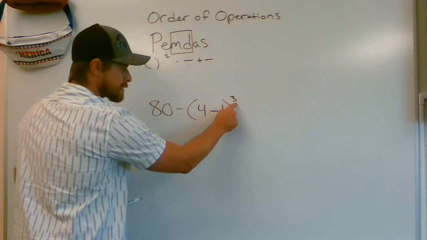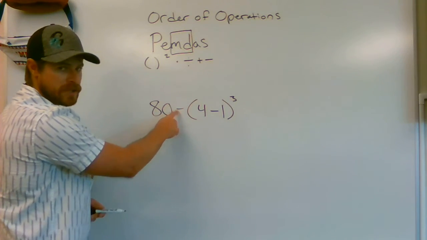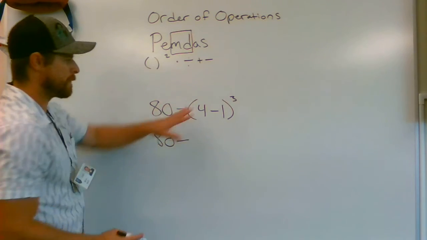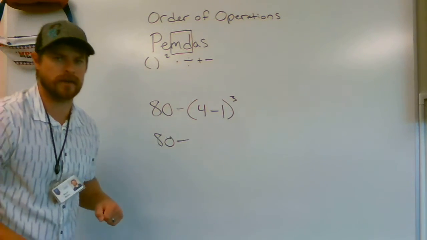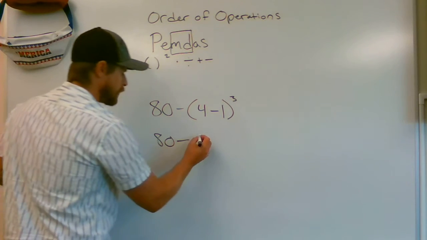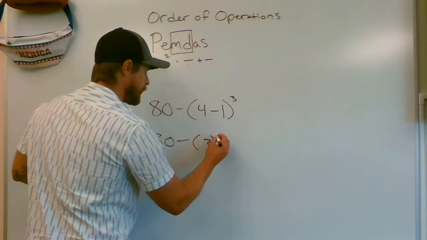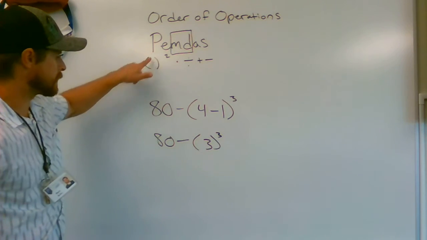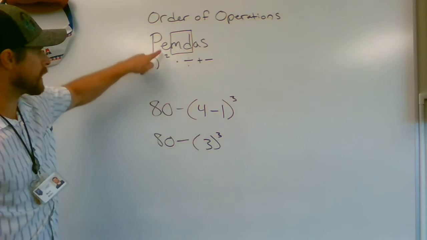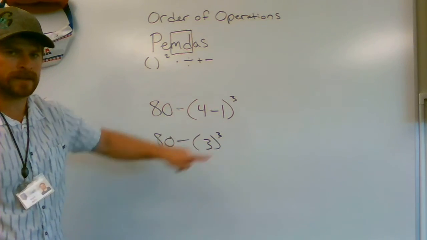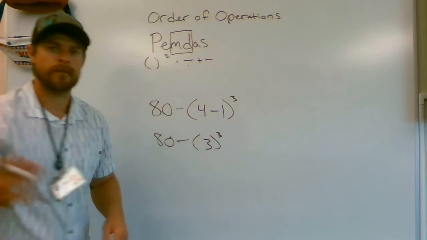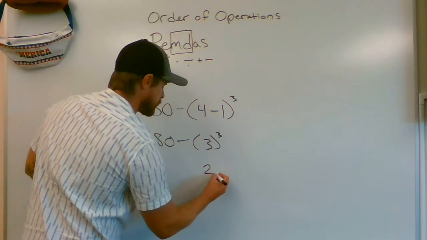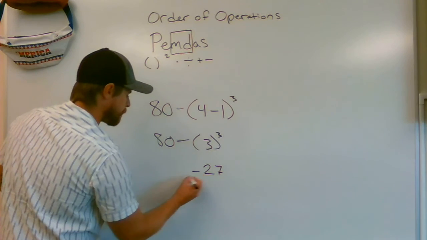Remember, we want to do our exponents before we do any subtraction. So right now, this just stays the same, 80 minus. This is what's changing over here on the right side. So we're going to change that to a 3, and it's to the power of 3. Now remember, we want to go parentheses, done. Now we go to exponents. Boom, right there. 3 to the power of 3. 3 times 3 times 3. 3 times 3 is 9. 9 times 3 is 27. So we're going to say 27.